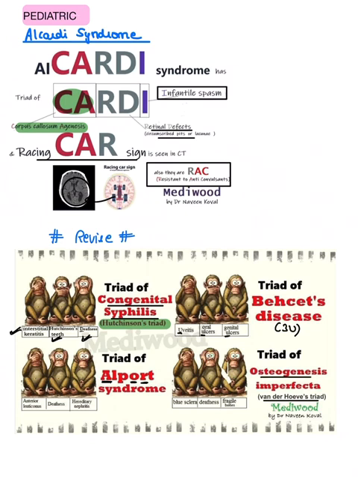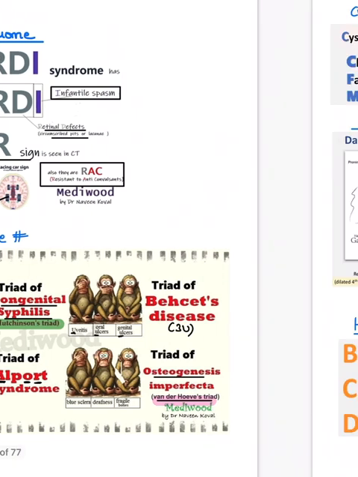Then coming on to the triad of osteogenesis imperfecta. This is also known as Van der Hoeve triad. So you have blue colored sclera, you have fragile bones, and deafness is present.